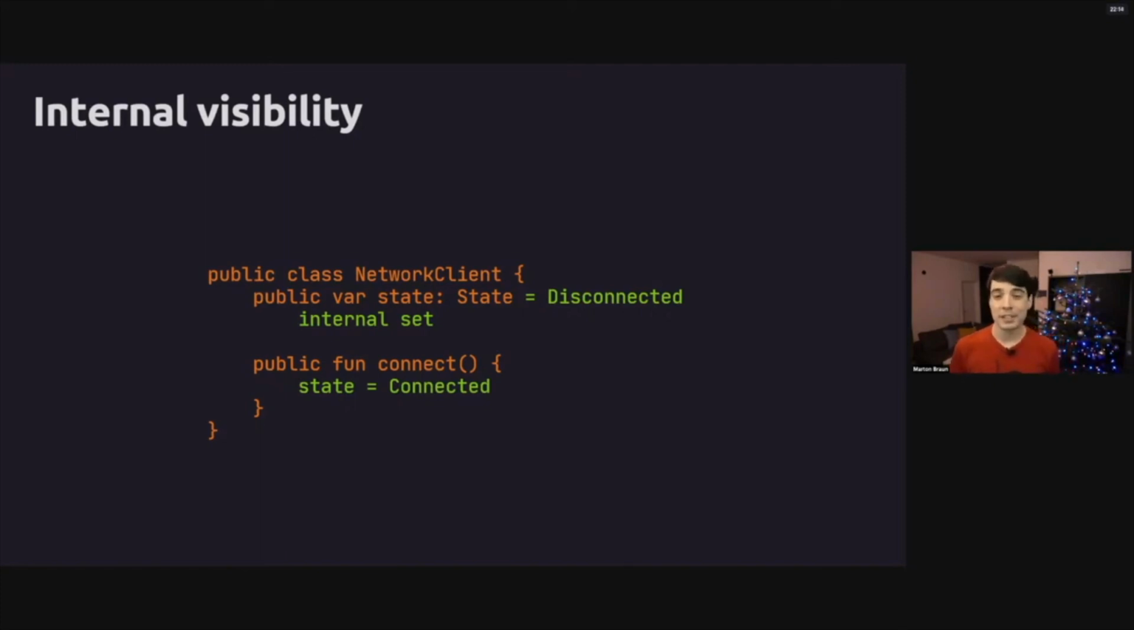Of course, in this specific example, we might want to restrict this even further and make the setter private entirely. But sometimes you do need access within your own module. Also, note that by making the setter private or internal, anyone who's looking at the client from outside of the current module will basically see it as a read-only val.